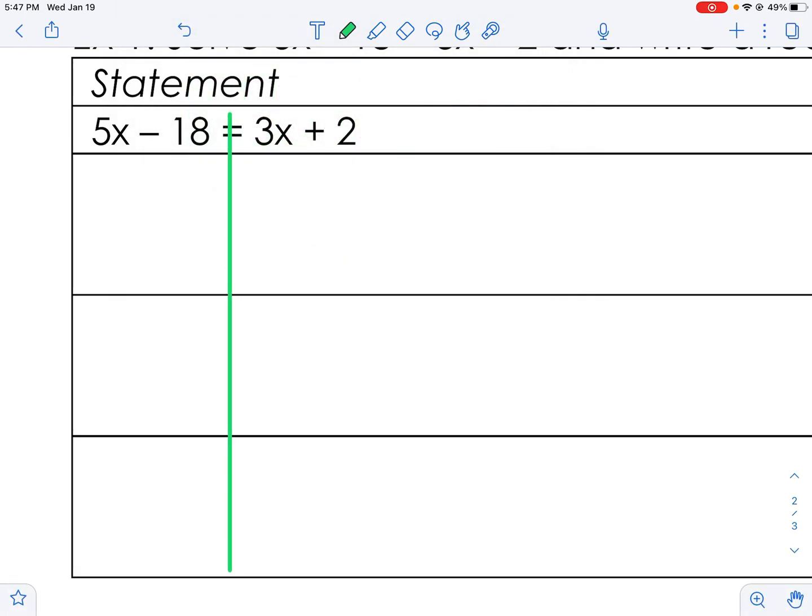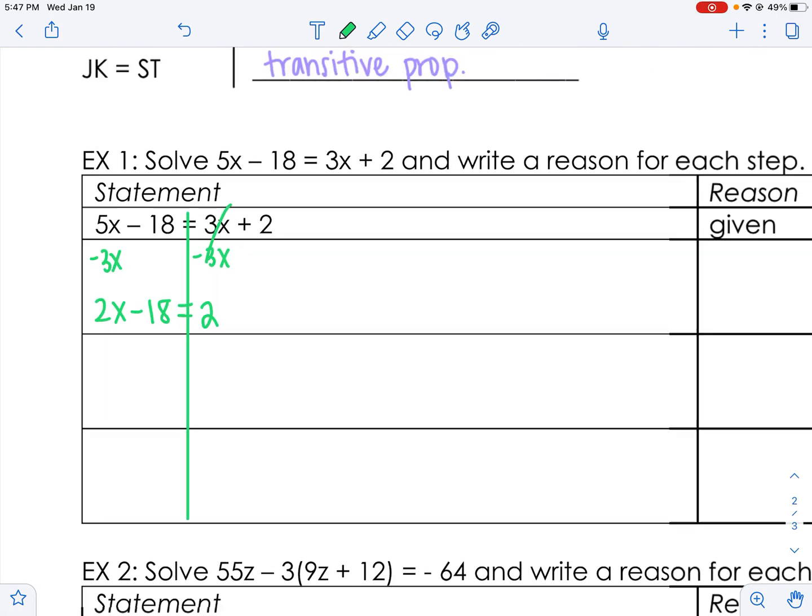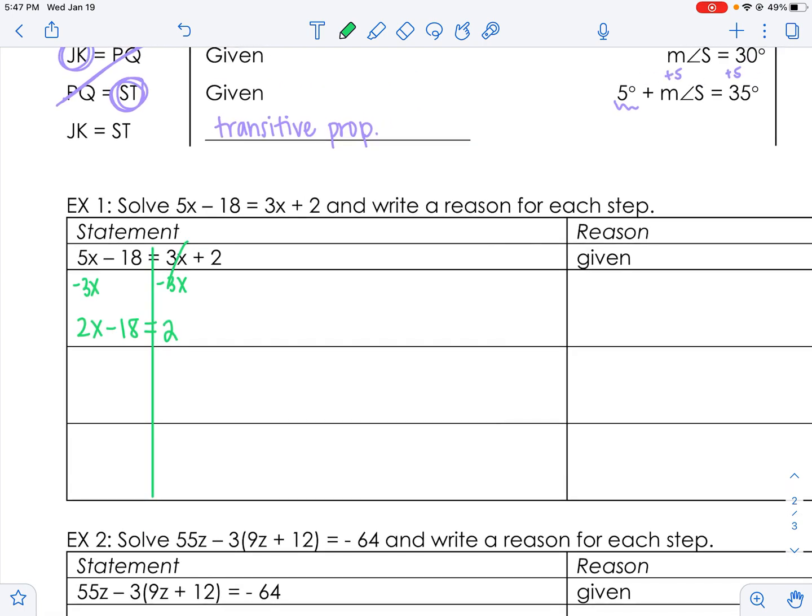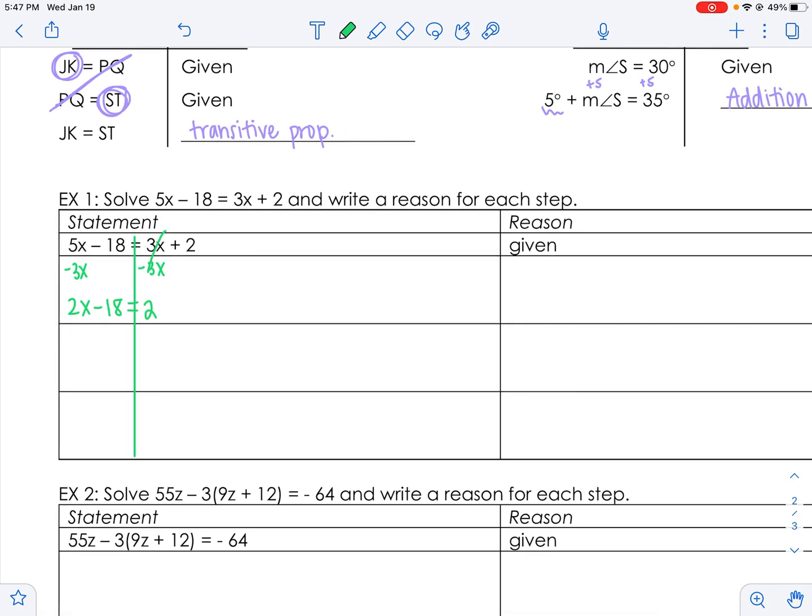Asking yourself, if you were going to solve this, what would you do? Now I say LOL, which means put the letter on the left. So how would I move that over there? I'm going to subtract 3x on both sides. So 15x minus 3x would be 12x minus 18 equals 2. And now I'm going to stop and ask, what's the reason? What did we do? Well, we subtracted on both sides, so our reason would be subtraction property of equality.